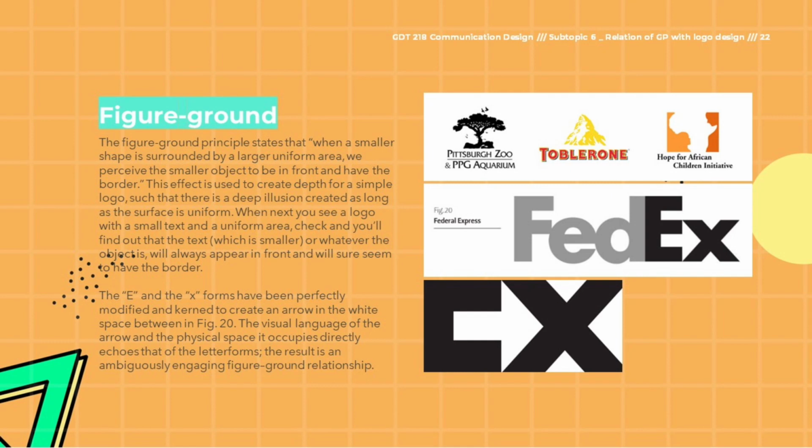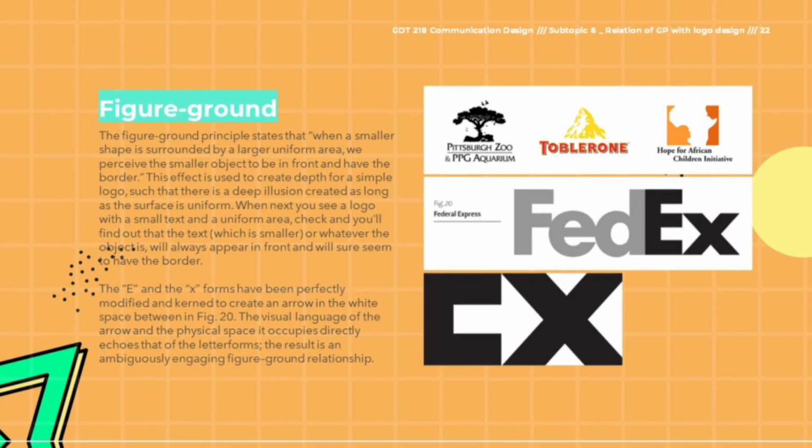The E and the X forms have been perfectly modified in kern to create an arrow in the white space between in Fig 20. The visual language of the arrow in the physical space it occupies directly echoes that of the letter forms. The result is an ambiguously engaging figure-ground relationship.